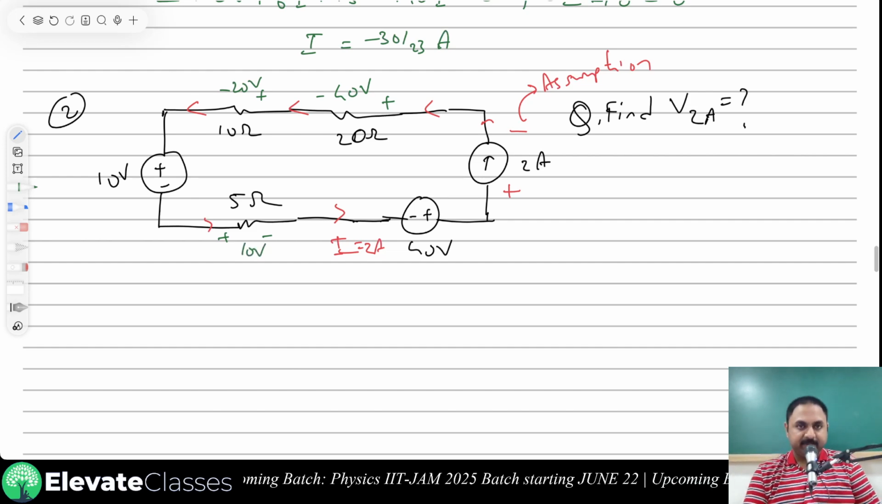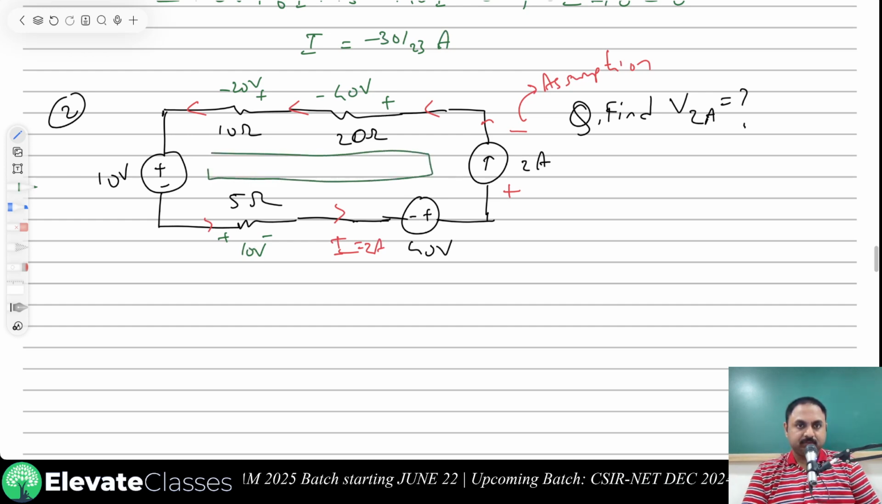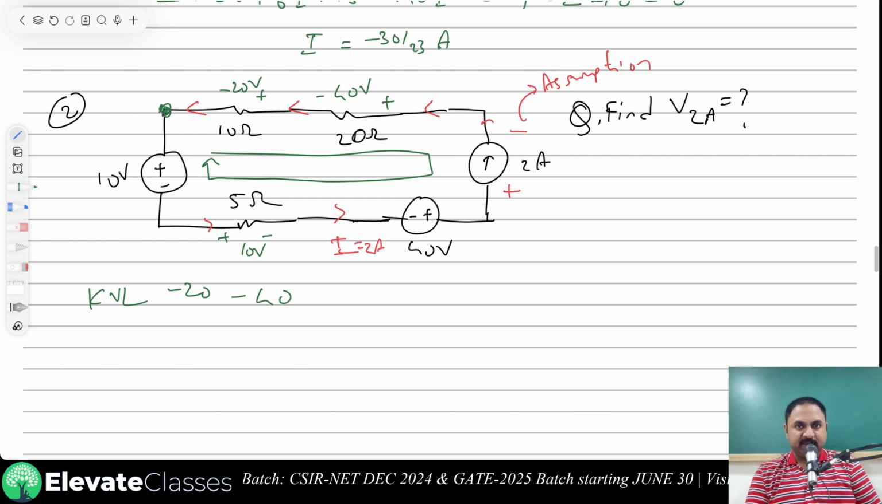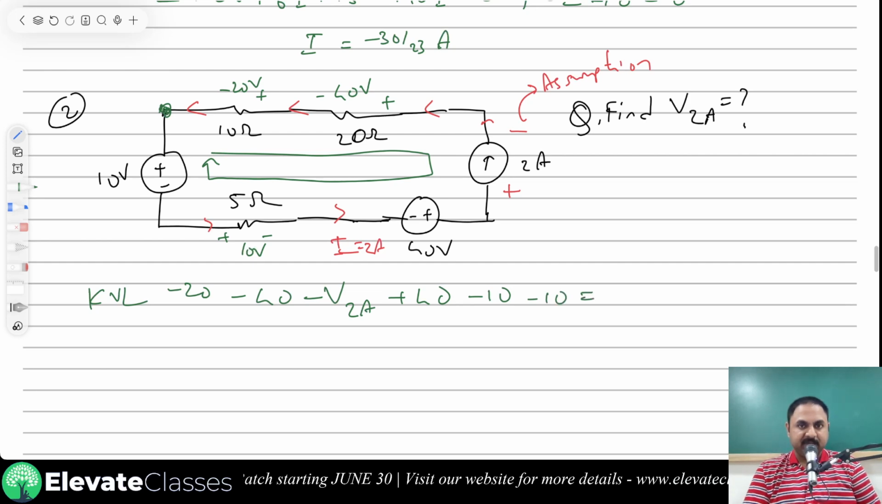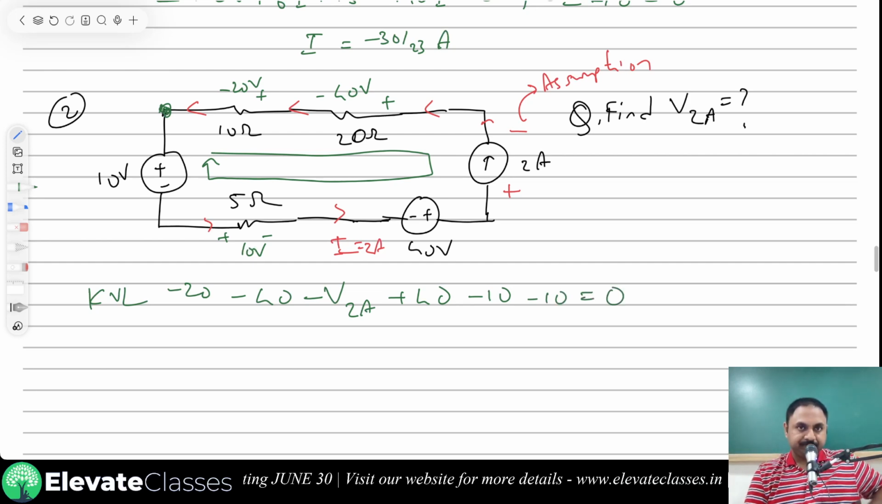Now let us apply KVL. Again, I have to choose a direction. I am going to choose the clockwise direction. I start from this point. So applying KVL, first I get minus 20 volts, minus 40. This voltage is the voltage across 2 amperes. So minus voltage across 2 amperes, plus 40, because I reach a plus sign, minus 10, is equal to 0.